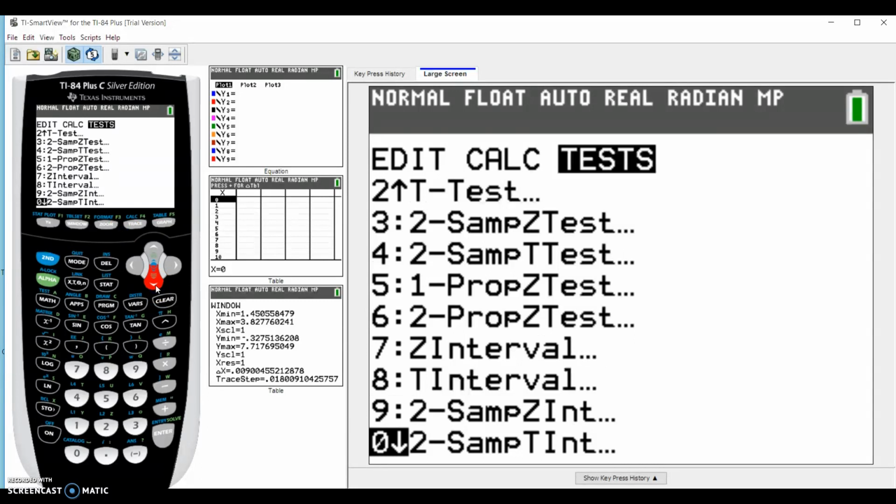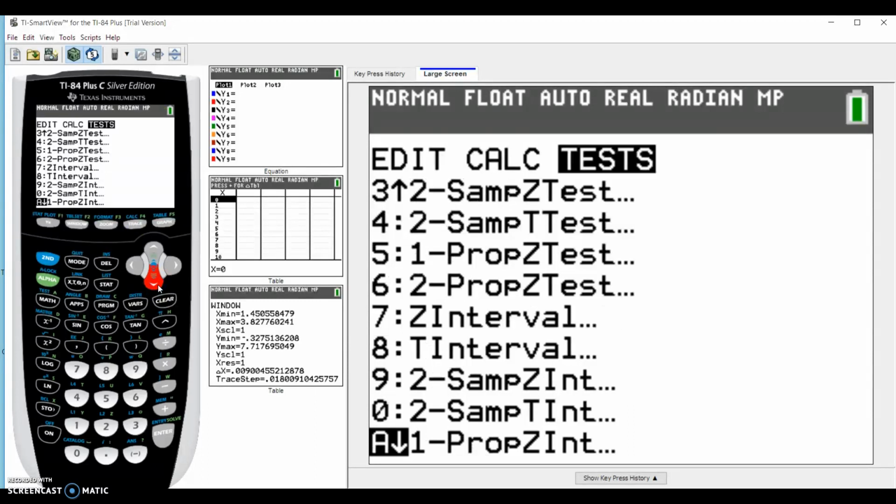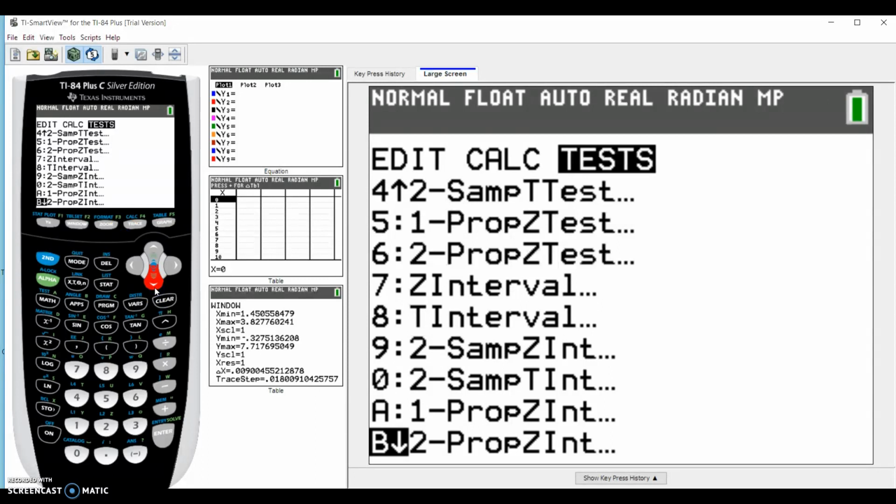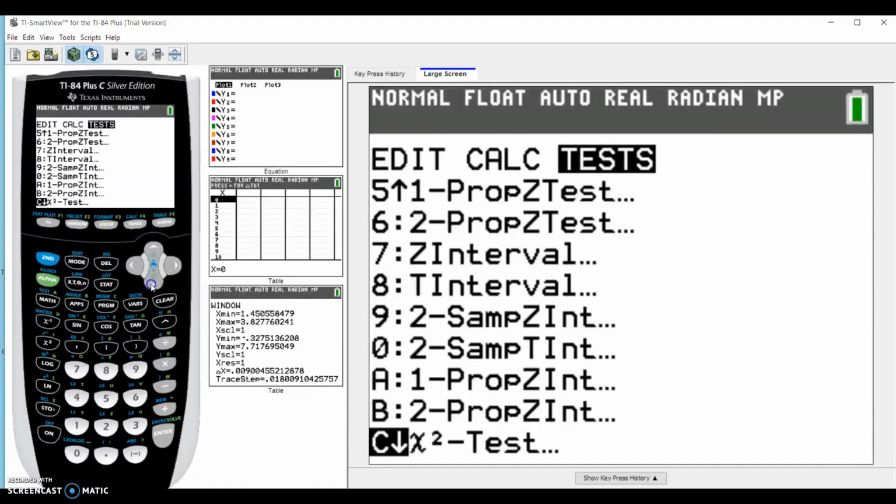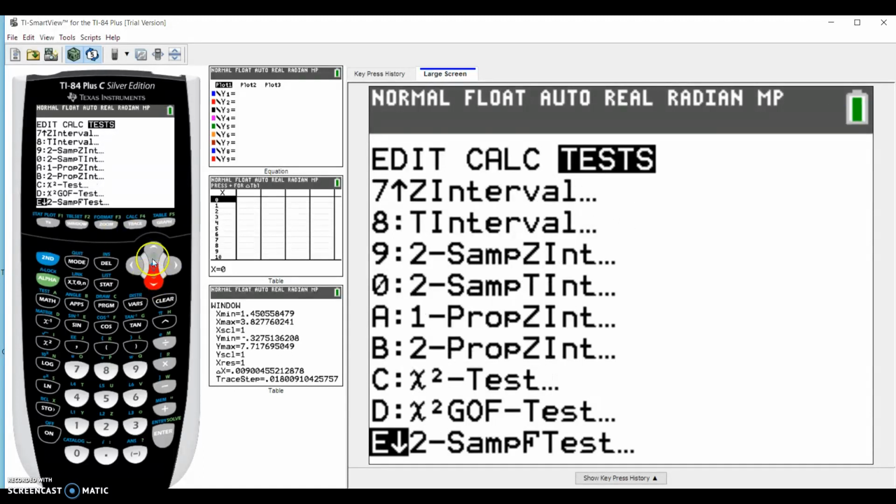The 2-sample t-interval, that's if I have 2 populations and I'm working with means and I want a confidence interval. 1 proportion z-interval, that's if I have 1 sample and I want a confidence interval for proportions. 2 proportion z-interval, 2 samples for proportions. And then we have our chi-squared test down here.